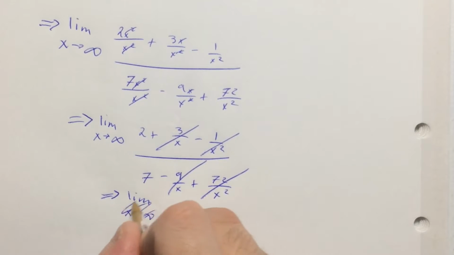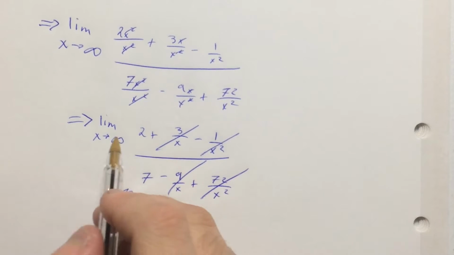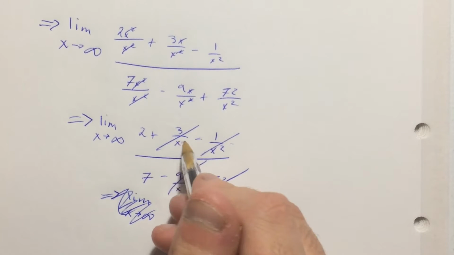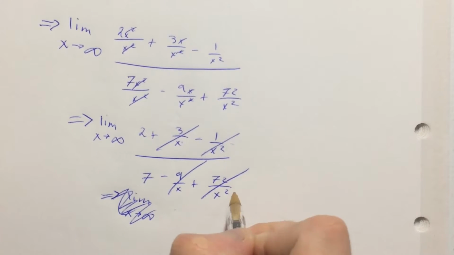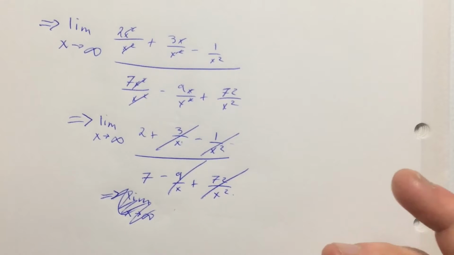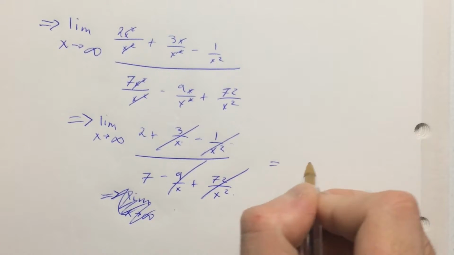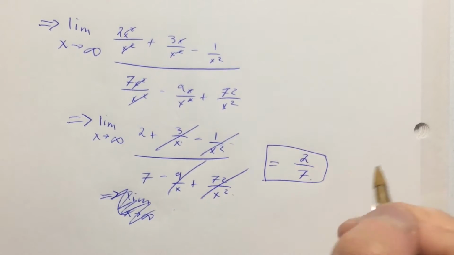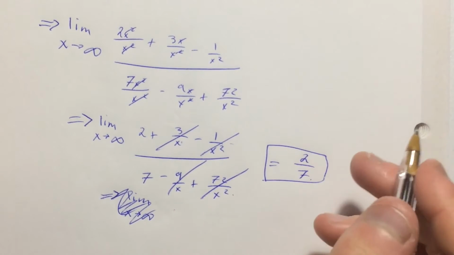Well, no, I've already done it. Sorry, that's wrong. What I've done here is I've already evaluated the limit. I've plugged in infinity here, here, here, and here. And I've recognized that it goes to 0, which means I'm left with 2 over 7. So that's it. It approaches 2 over 7.